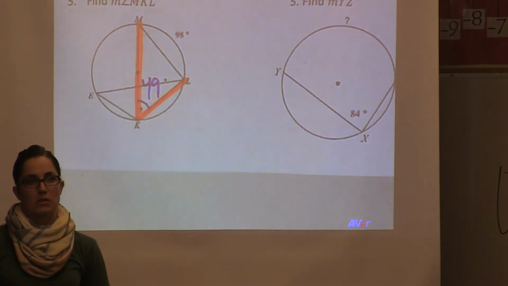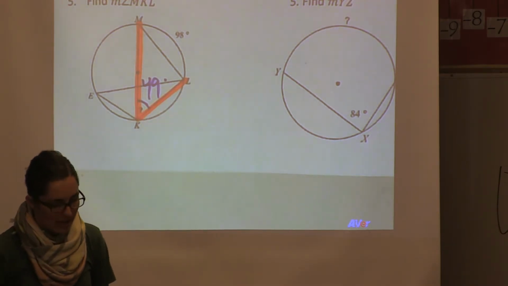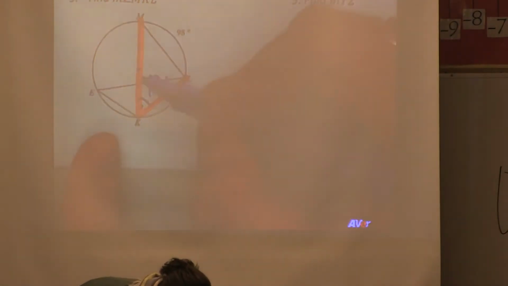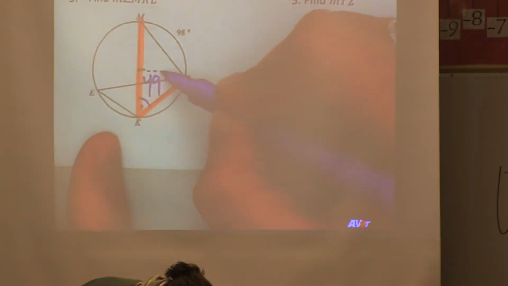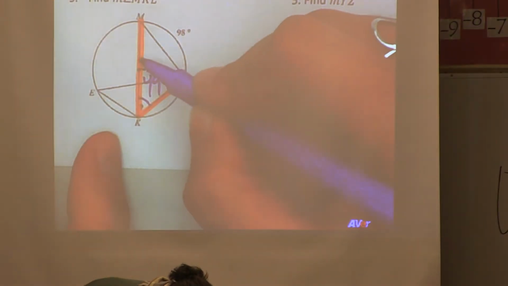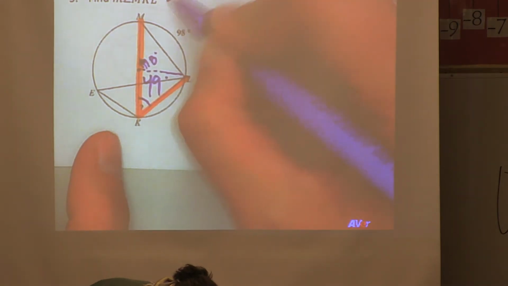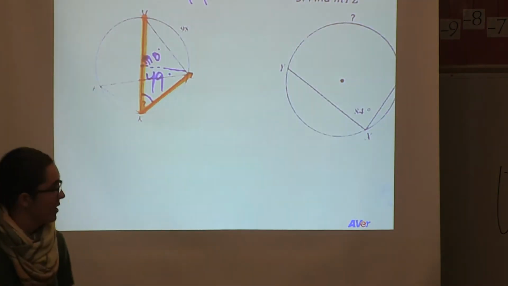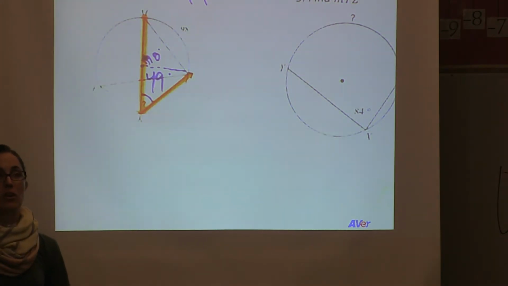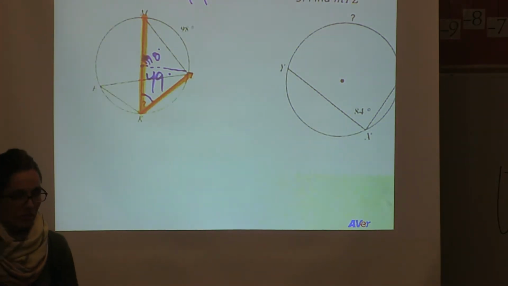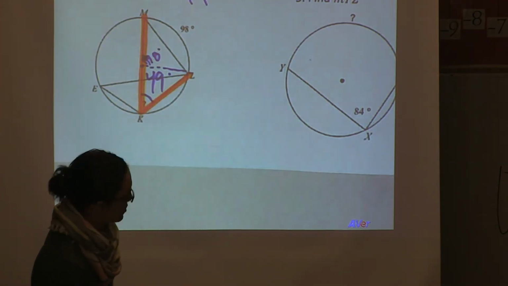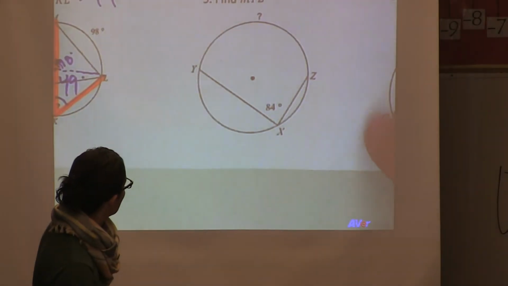If I wanted to draw in this central angle right here, I could. This angle is 98, but MKL is 49. It is half the arc length. So again, number 5 hopefully is a little simpler.